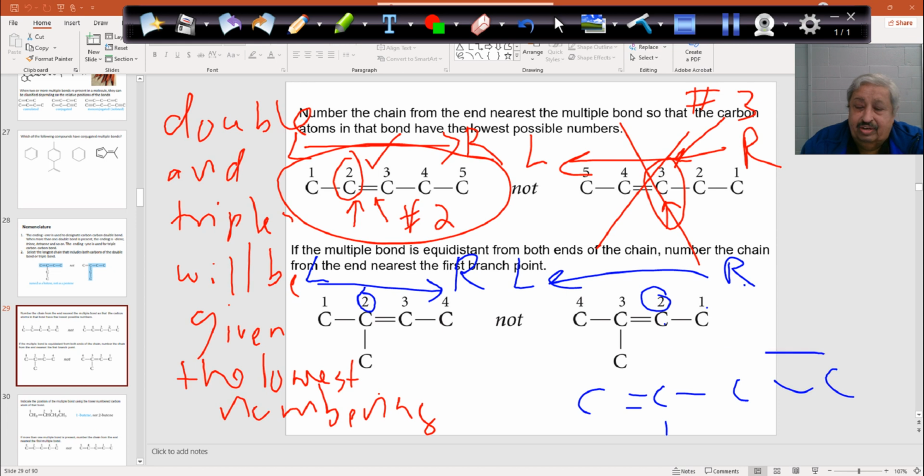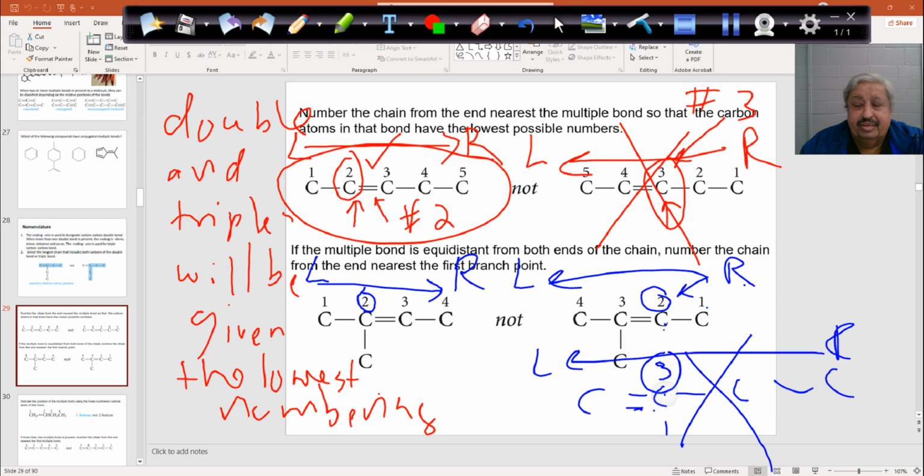Correct? If I go like this, this will be number 3. This is not allowed. This is the same, identical. If I go from right to left, the double bond is still number 2. Correct? Here is number 2. But if I have something like this, from right to left, and the double bond now is number 3, that's not allowed. That's higher numbering.